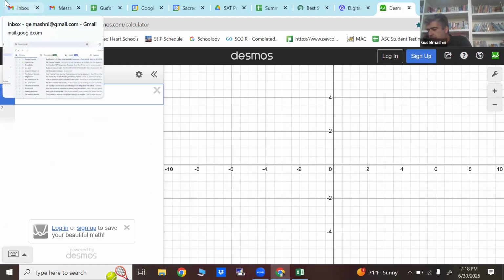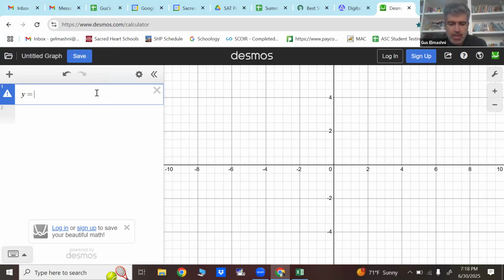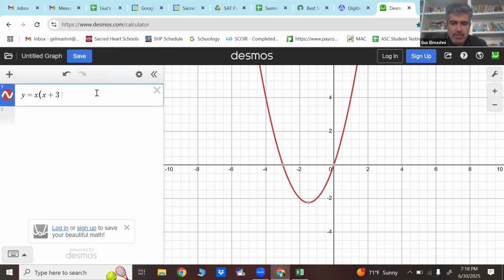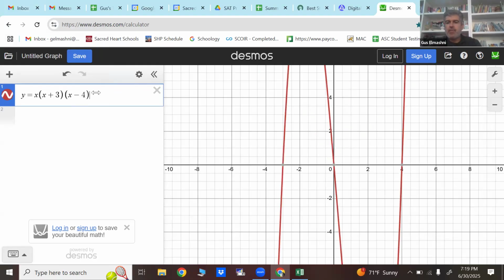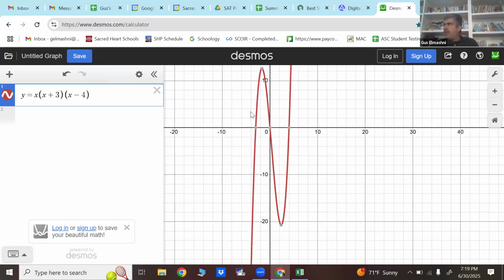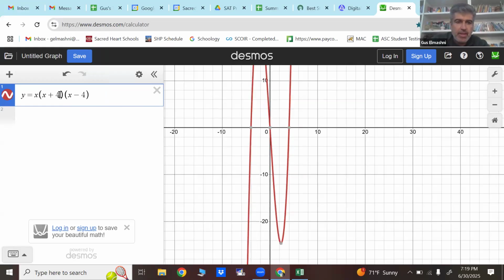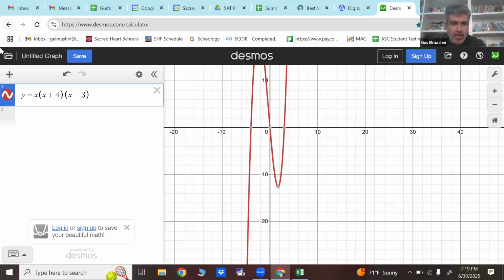It's asking which equation matches the graph. So y equals x plus 3, x minus 4. Okay, so look at my graph. Does that graph match what's in here? No, right? So I'm going to try the other ones. Maybe if I do x plus 4, x minus 3. Nope. Let's try the next one.